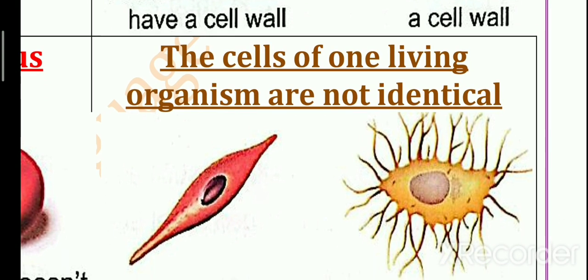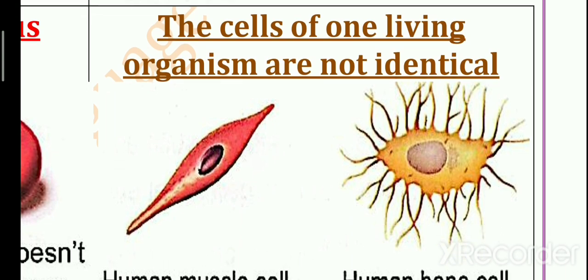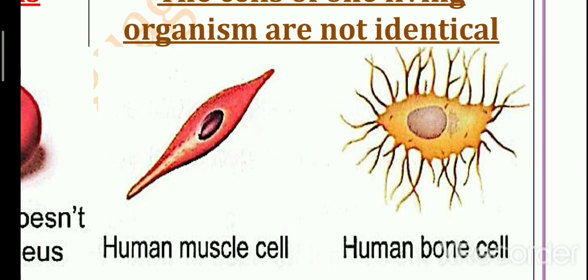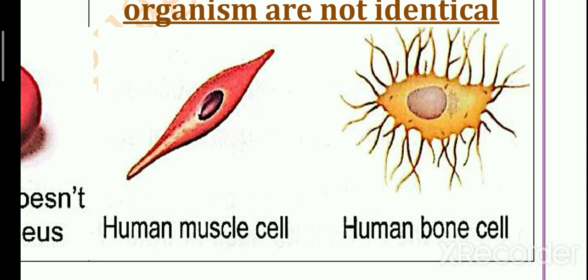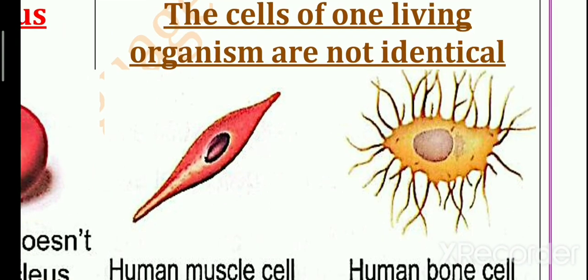I will talk about me. I'm a living organism, and when I observe the cells of the body, we can see that the cells of the body are not identical, are not similar, are different. Like this is a human muscle cell. This is the shape of a human muscle cell, and this is the shape of a human bone cell. Are these two cells similar? No, not identical, not similar. So the cells of one living organism are not identical.